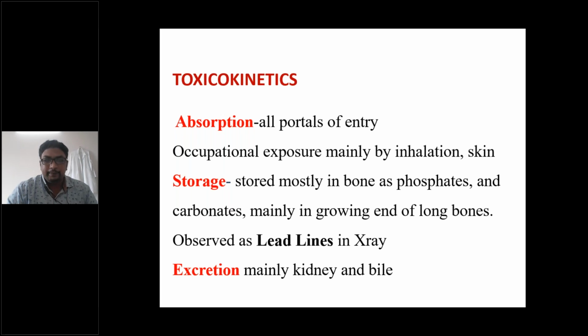That's why people with lead poisoning have a problem with growth. So lead is stored in the bone as phosphates and carbonates, mainly in the growing end of the long bones, and it is observed as a lead line in X-ray. Very, very important: lead lines in X-ray. The lead line is the deposit present at the metaphyseal end of the long bones. We know any metal can be seen as a radio-opaque material in X-ray, so we can see these lead lines in X-ray. And excretion is through the kidney and bile.